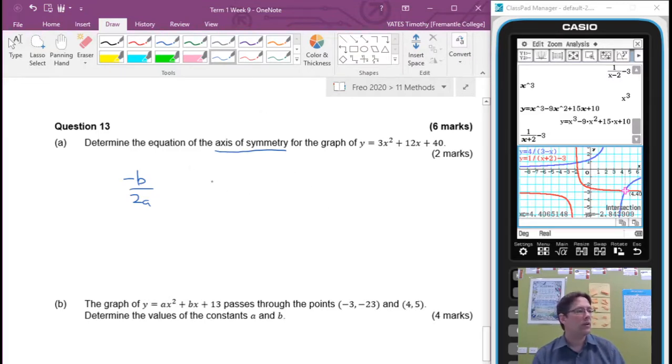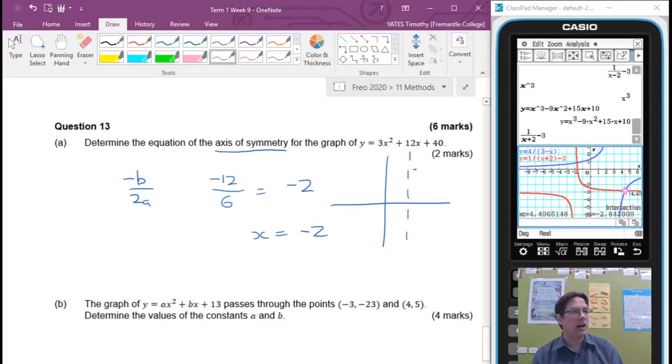So b is 12, so -12. a is 3, so 2 times a is 6. The axis of symmetry is -2, so x equals -2 is our equation for the axis of symmetry. If I was to sketch that, that would be the axis of symmetry. Oh, sorry, not +2, wrong side. -2 is on this side. So the axis of symmetry is x equals -2.